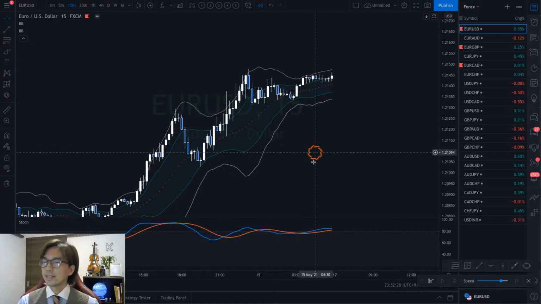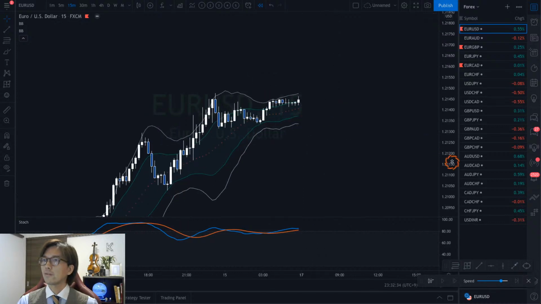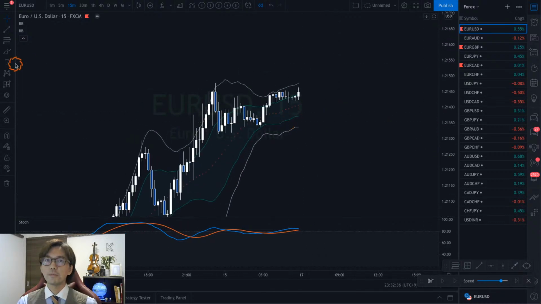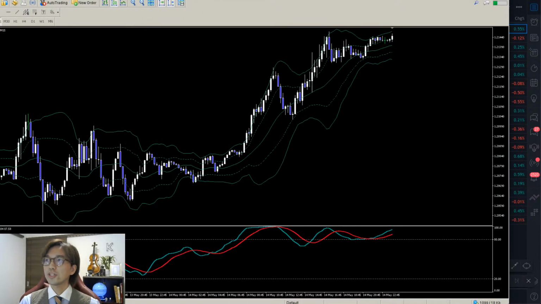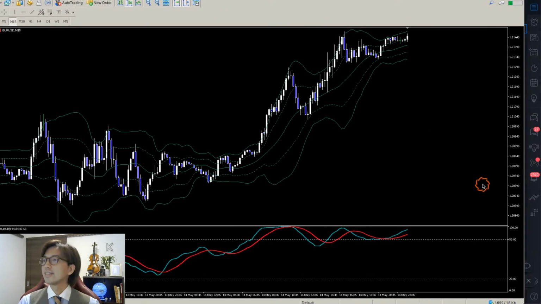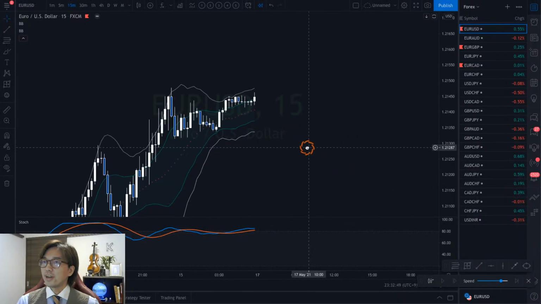So yeah, these are the basic settings that I use for Tradingview and MT5, and that's the topic that I wanted to share today, because I get these questions many times, and that's why I decided to share.